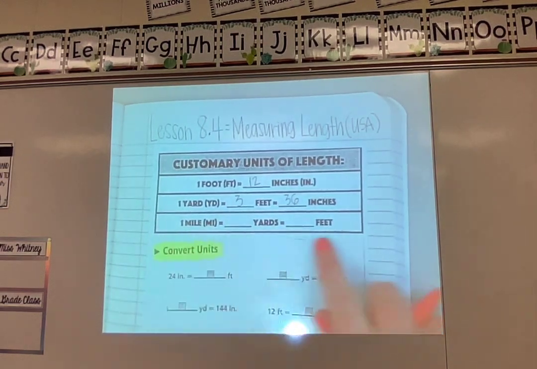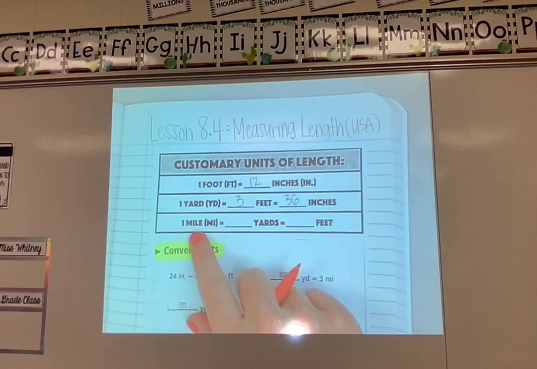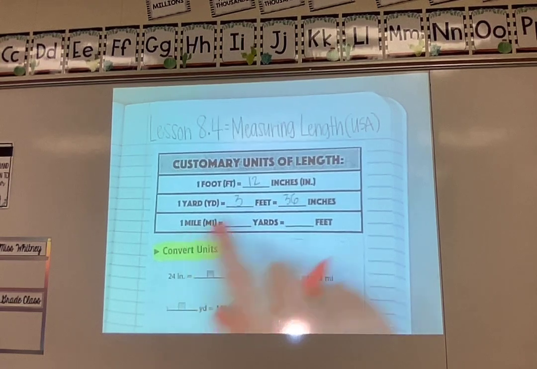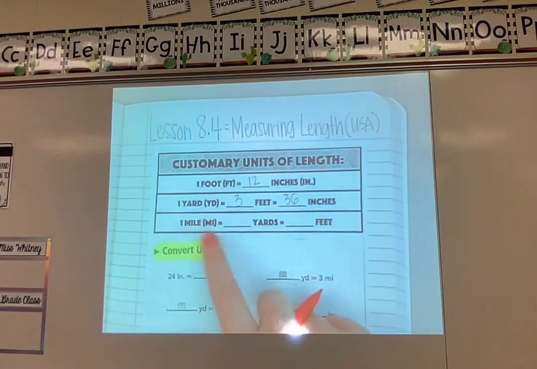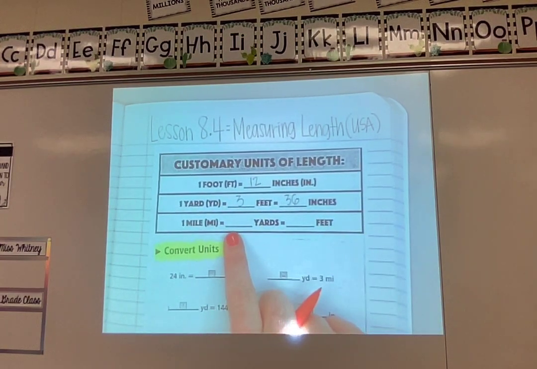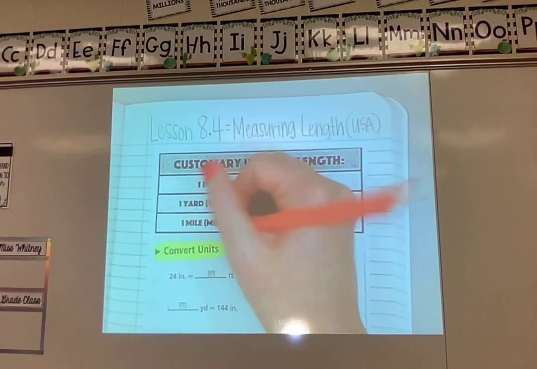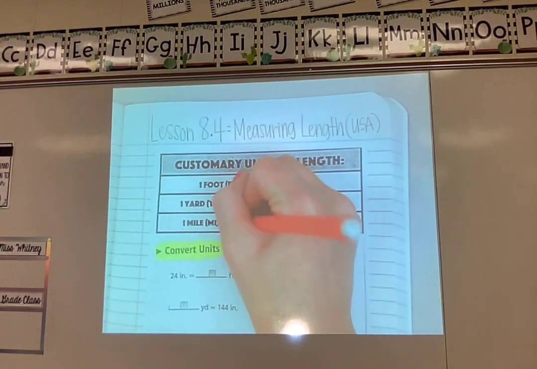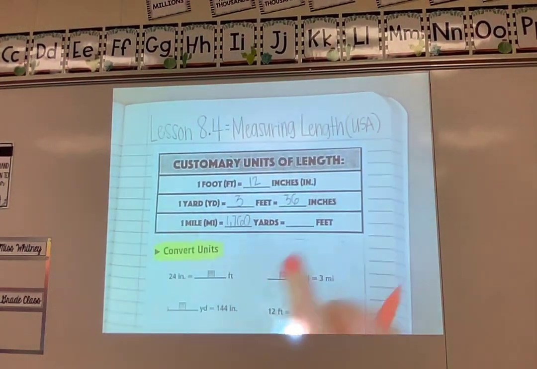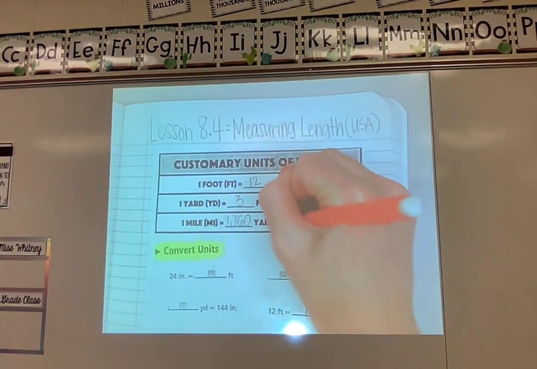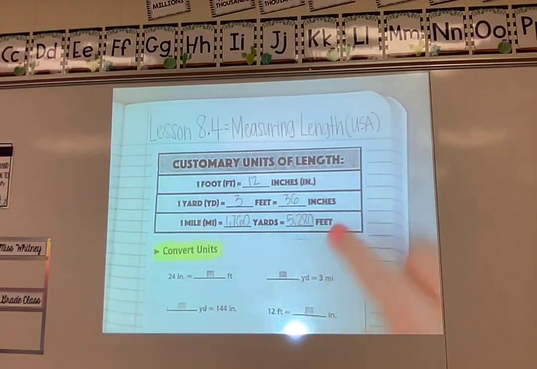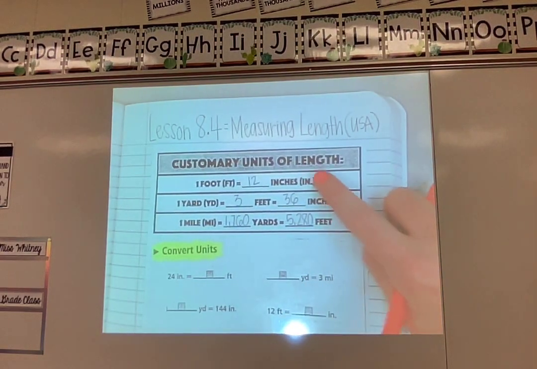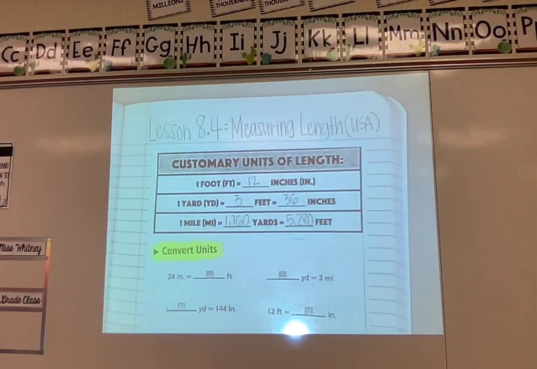Now, this next box dealing with the miles, I don't expect you to know this off the top of your head. It's okay to have to look back at this. But really, these things we should be able to remember. So let's try to remember those. The miles you might not remember as well. So 1 mile is 1,760 yards, which would be the same as 5,280 feet. Okay, so we might have to use our chart to look back at those, but we're going to try to remember these two that we talked about.